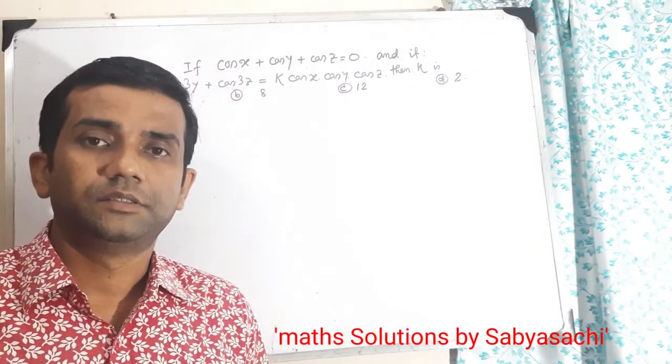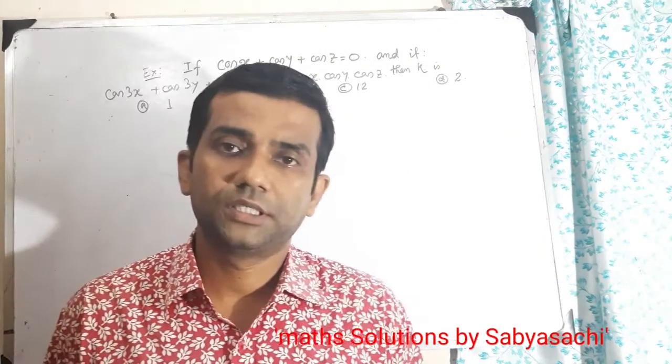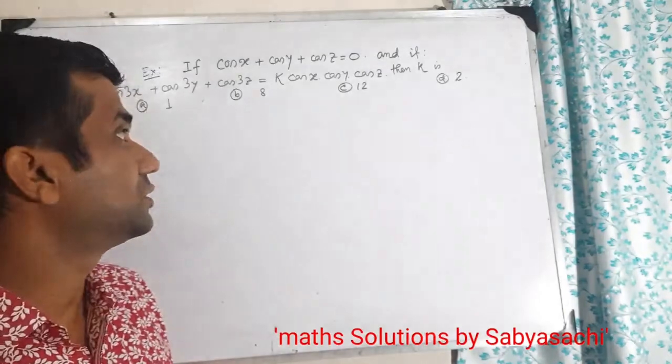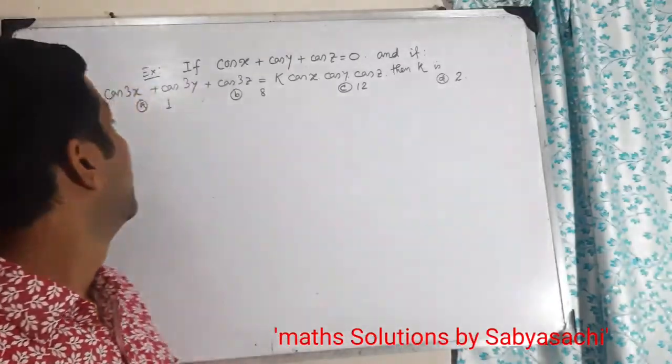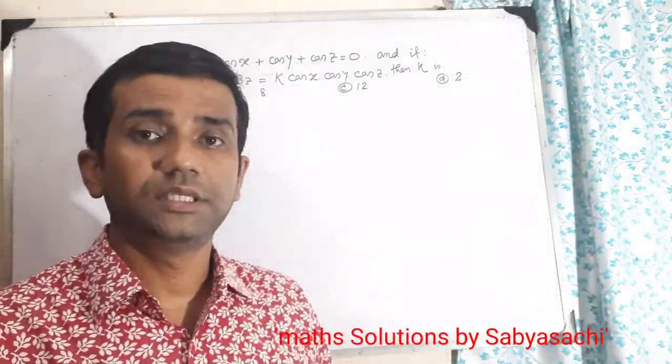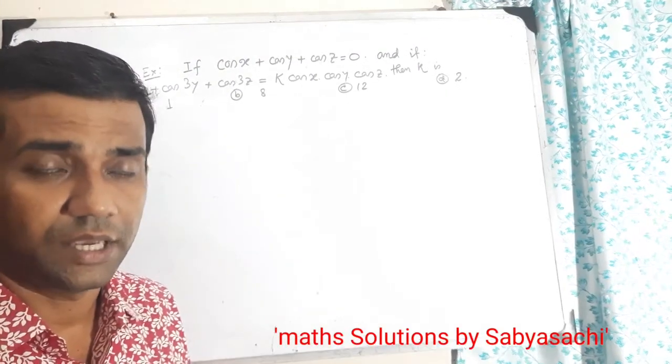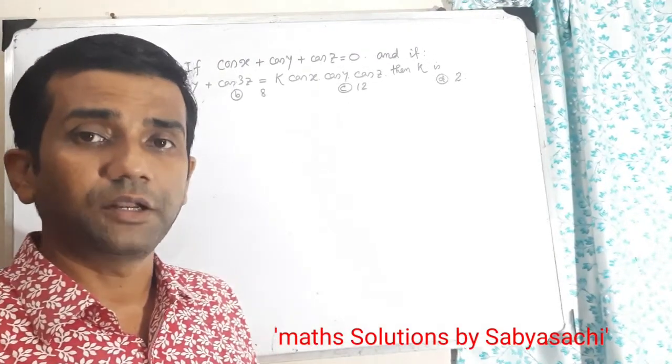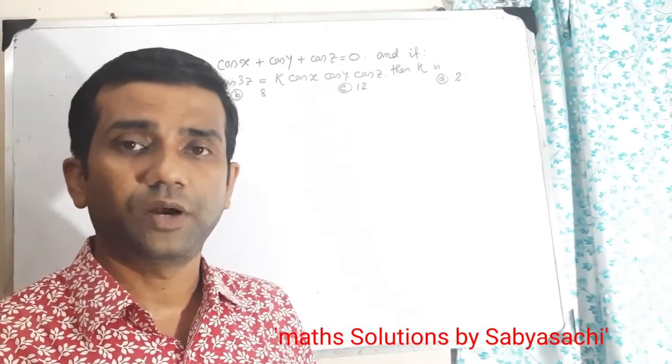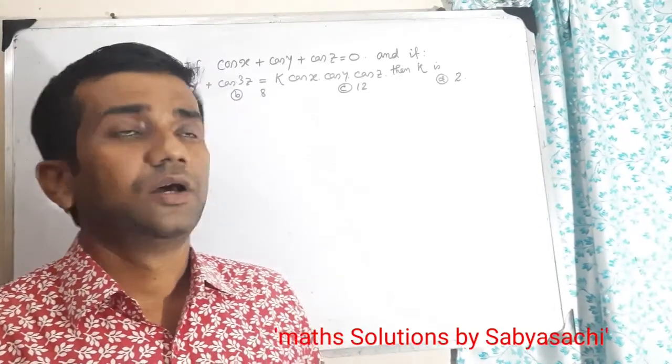Here the next problem is: cos x plus cos y plus cos z is equal to 0. Then cos 3x plus cos 3y plus cos 3z is equal to k times cos x cos y cos z. Then find the value of k, where k is a constant.